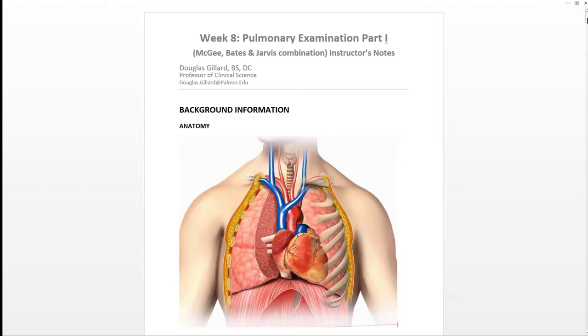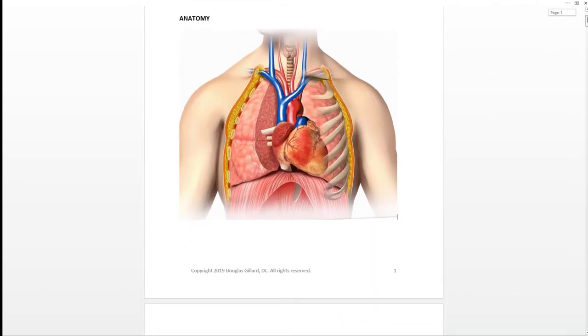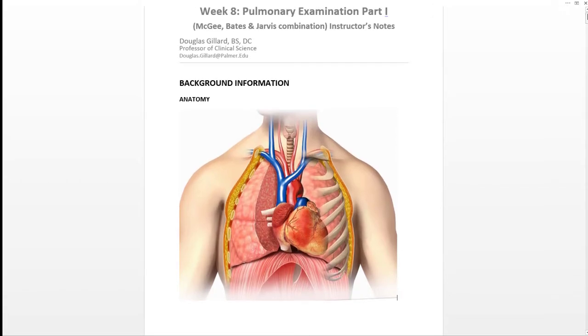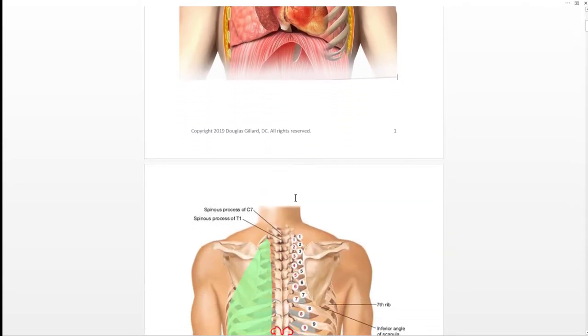And yep, here we go. So we're starting the lung examination now. We just finished the heart, and these are the lungs. Hopefully you know what the lungs are. They're underneath the rib cage. They cover the heart, so this is kind of a cartoon here. So that's where we're going.